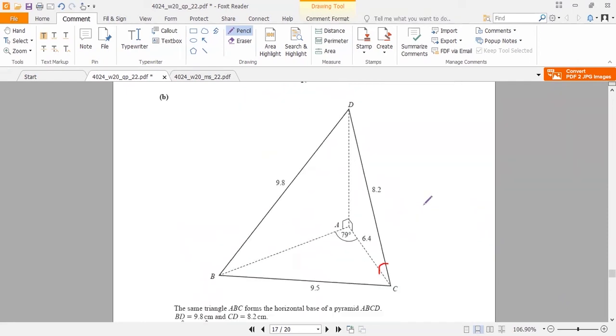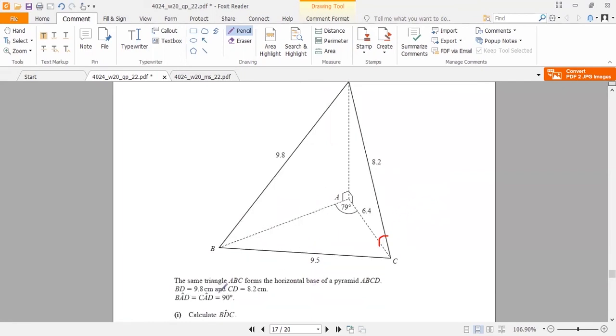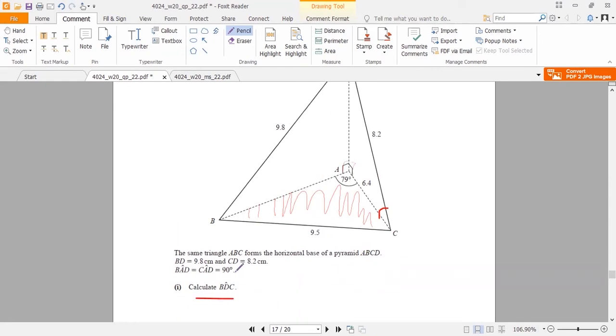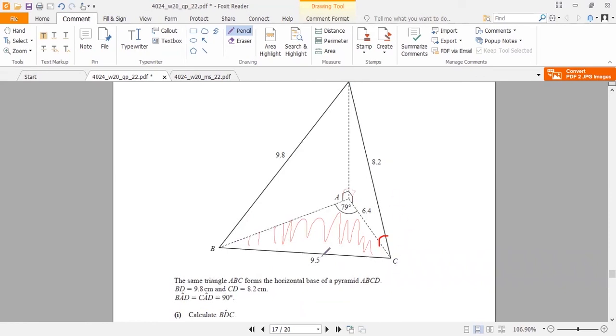Now come to part B. The same triangle ABC forms the horizontal base of the pyramid ABCD. BD is 9.8, CD is 8.2, and BAD and CAD are equal to 90, so these two angles are 90 degrees. Calculate the angle BDC. These are the sides 9.5, 9.8, and 8.2.